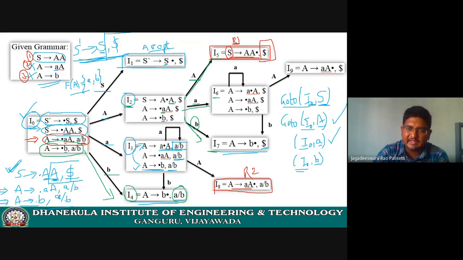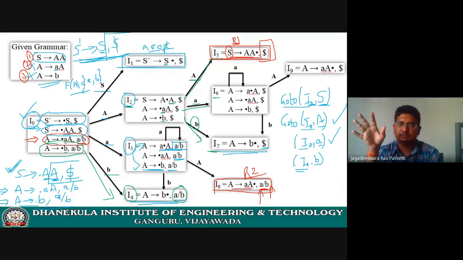So where do I have to write this R2? The row is I8 and the column is this look ahead, small d. In those two slots of the table only, I have to write R2. Go to the table.